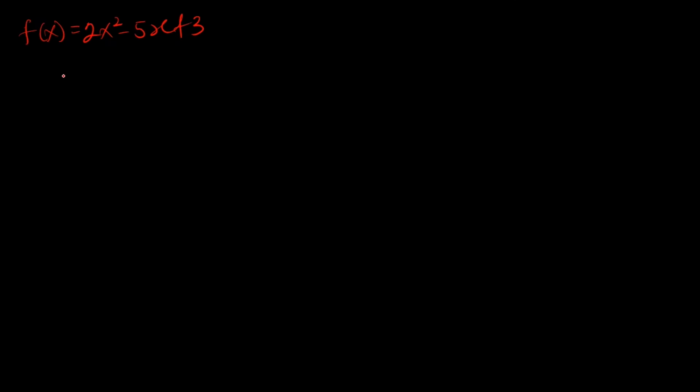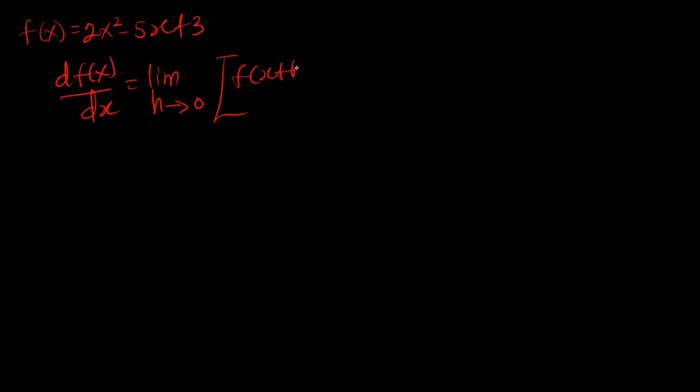All you have to do is to start putting down your formula. f prime of x equals the limit as h approaches 0 of f of x plus h minus f of x, all over h. So you could see that in the formula we have f of x plus h and we have f of x. Our f of x is the question that we were given. So we will need to find our f of x plus h.